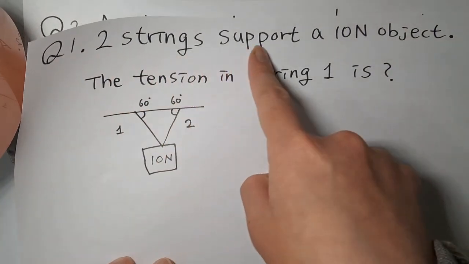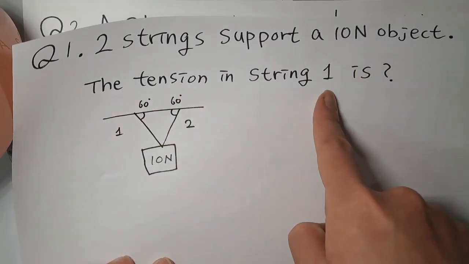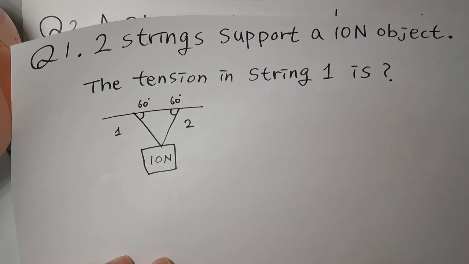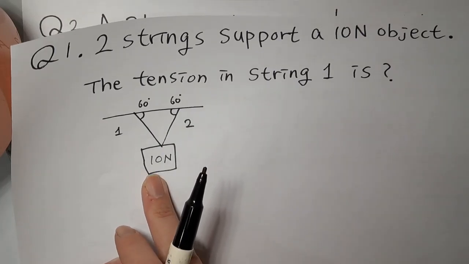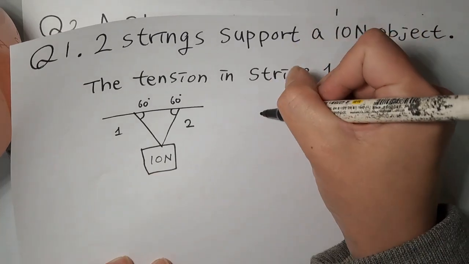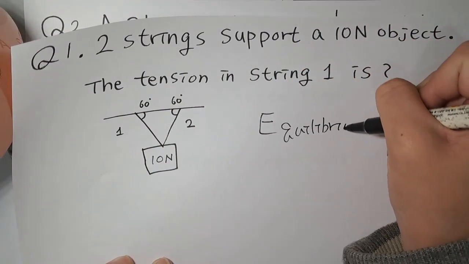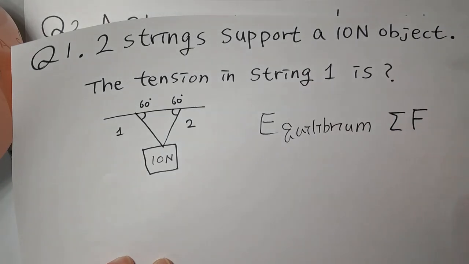Two strings support the 10 Newton object. The tension in string 1 is... So we are going to define the tension in string 1. And this is not moved, so this means this object is in equilibrium. And this means the sum of the total force is 0.